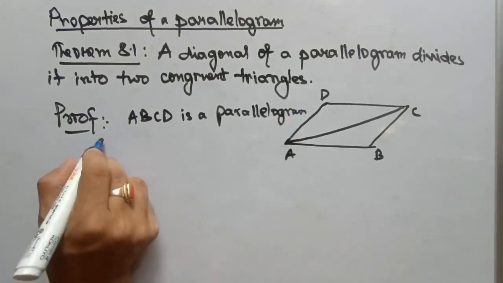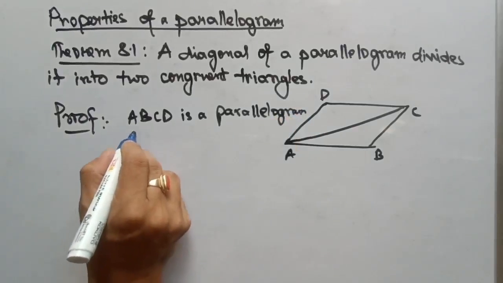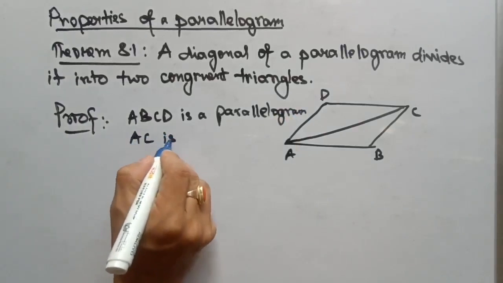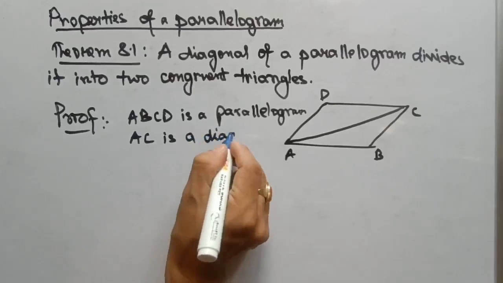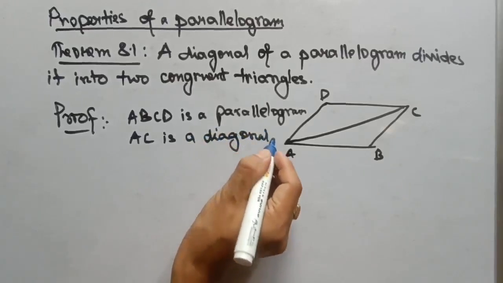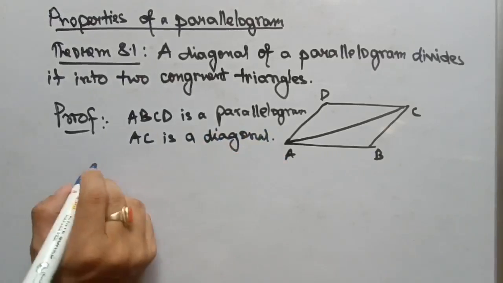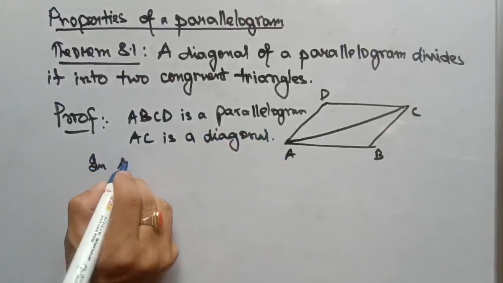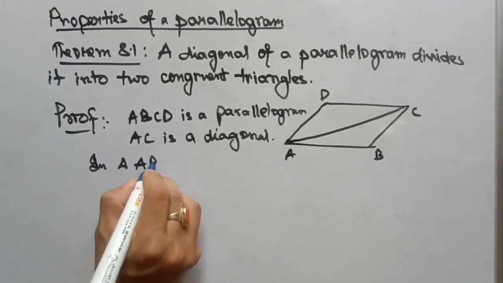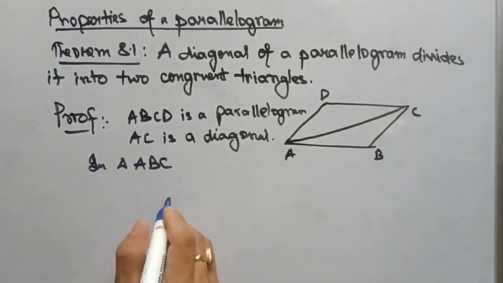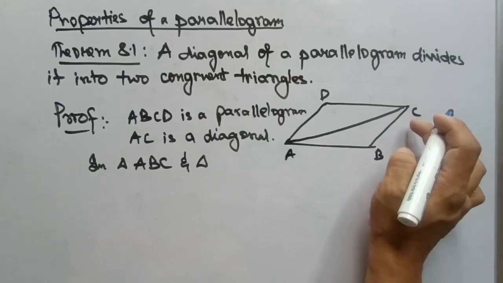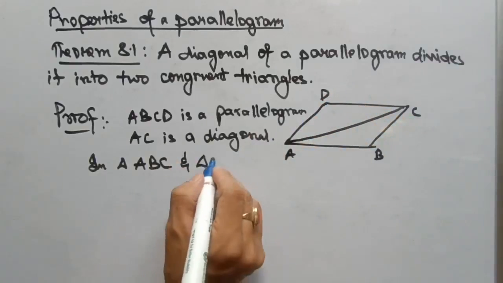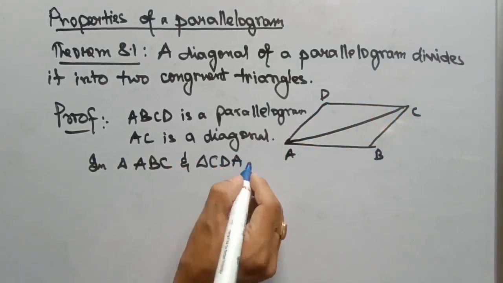ABCD is a parallelogram in which AC is a diagonal. Now, in triangle ABC and triangle CDA.